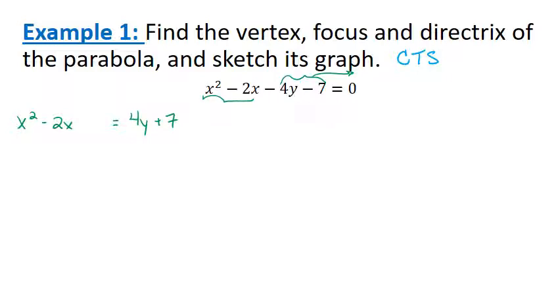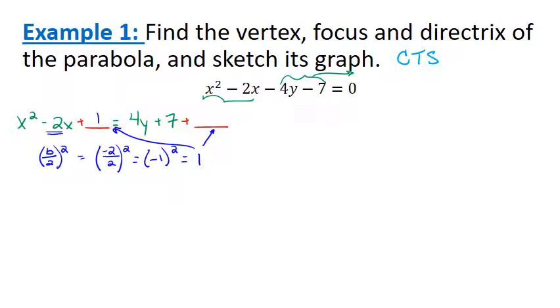Now I left some space here because I'm going to come up with a special little number that I'm going to add here. And remember, whatever I do to one side of an equation, I need to do to the other. The way I come up with that number is by taking b divided by 2 squared, and b in this case is the coefficient of the x. So that's negative 2 divided by 2 squared, which is negative 1 squared, which is 1. 1 is my special number that I will put here and here.